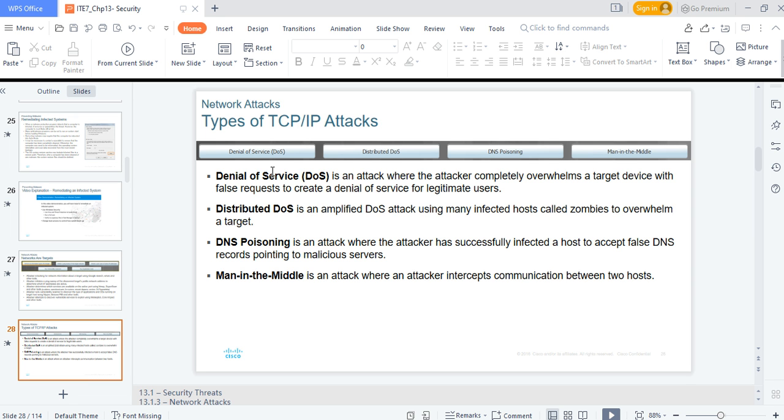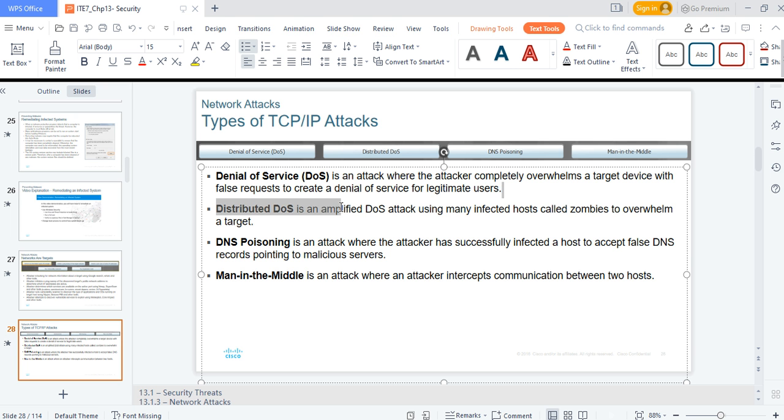So the services that you should be able to use as a legitimate user are now not available to you. Denial of service in cybersecurity is most of the time synonymous with availability being missing in your CIA triad. You know, in cybersecurity we say confidentiality, integrity, and availability. So once you don't have services available to you, you have been denied service. Denial of service is an attack where the attacker completely overwhelms the target's device with false requests to create a denial of service for legitimate users.